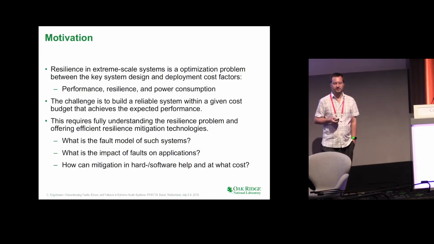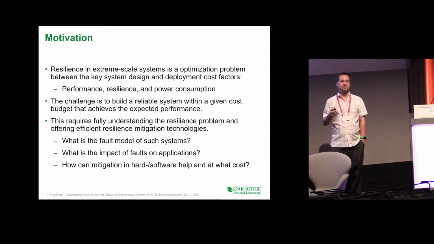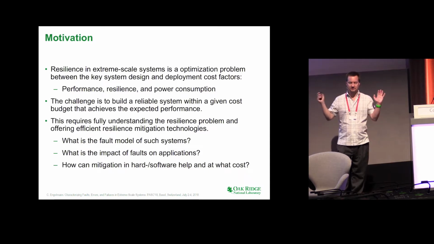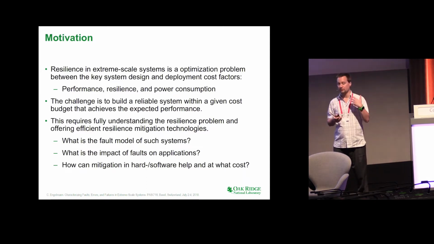So what's our motivation here? Resilience in extreme-scale systems is technically an optimization problem between the key system design parameters: performance, resilience, and power consumption. Oftentimes, when we talk about resilience, we are basically saying, oh, the sky is falling, the sky is falling. Systems will be failing all over the place and things like that. That's not exactly the case.